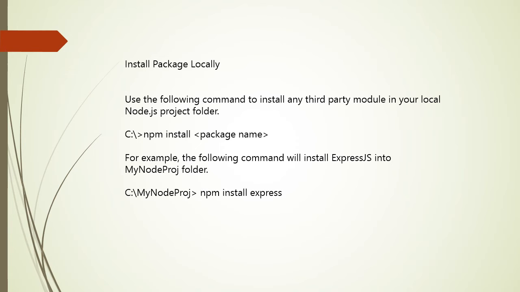Now consider how to install a package locally. Use the following command to install any third-party module in your local Node.js project folder. Give the command this way. On the command prompt, type the command npm install package name. For example, the following command will install Express.js into my Node project folder. So go to the my node project directory, c:/my-node-project, and type the command npm install express.